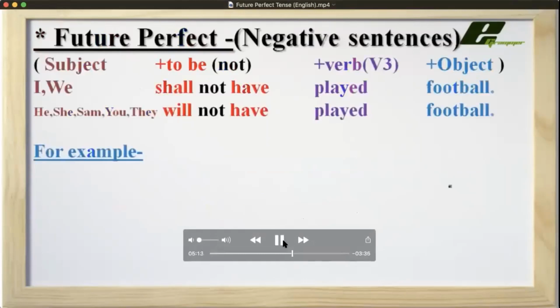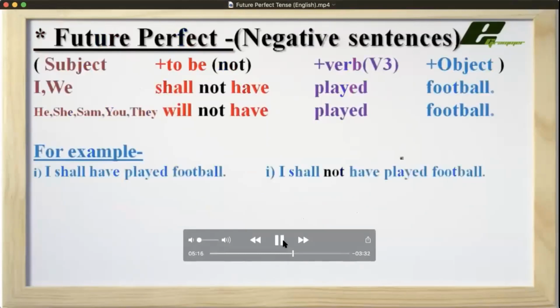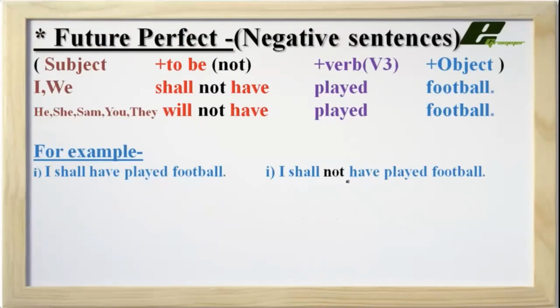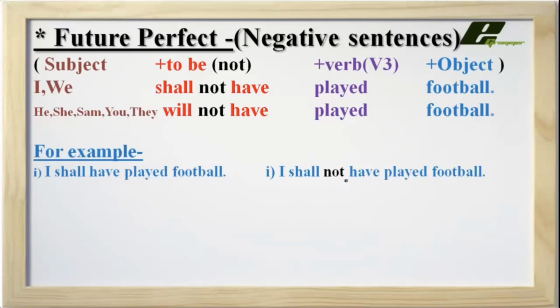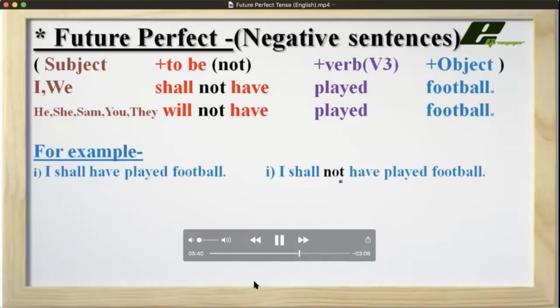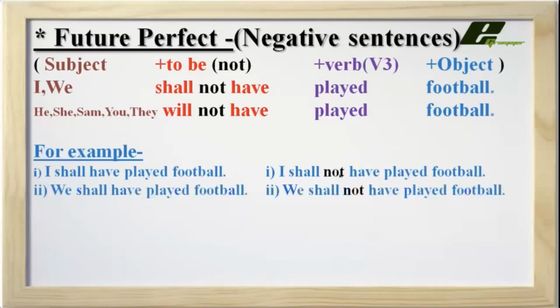So let's see some examples. Let's transfer the examples into the negative form. For example, I shall have played football. Here is the affirmative sentence, and we make the negative sentence of it: I shall not have played football. So this is very simple. I think you have understood this one. Let's take other persons. We shall have played football, plural form. We shall not have played football.